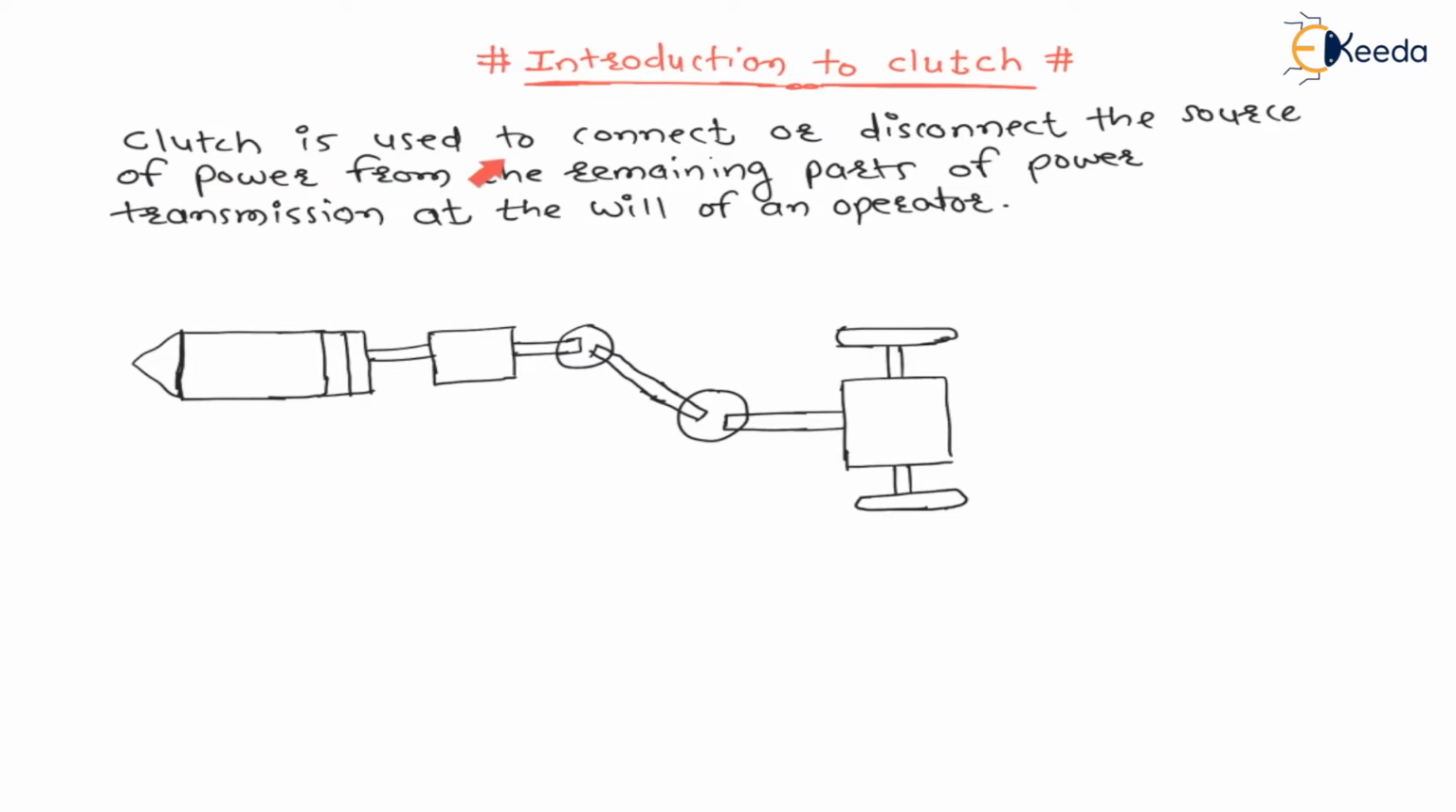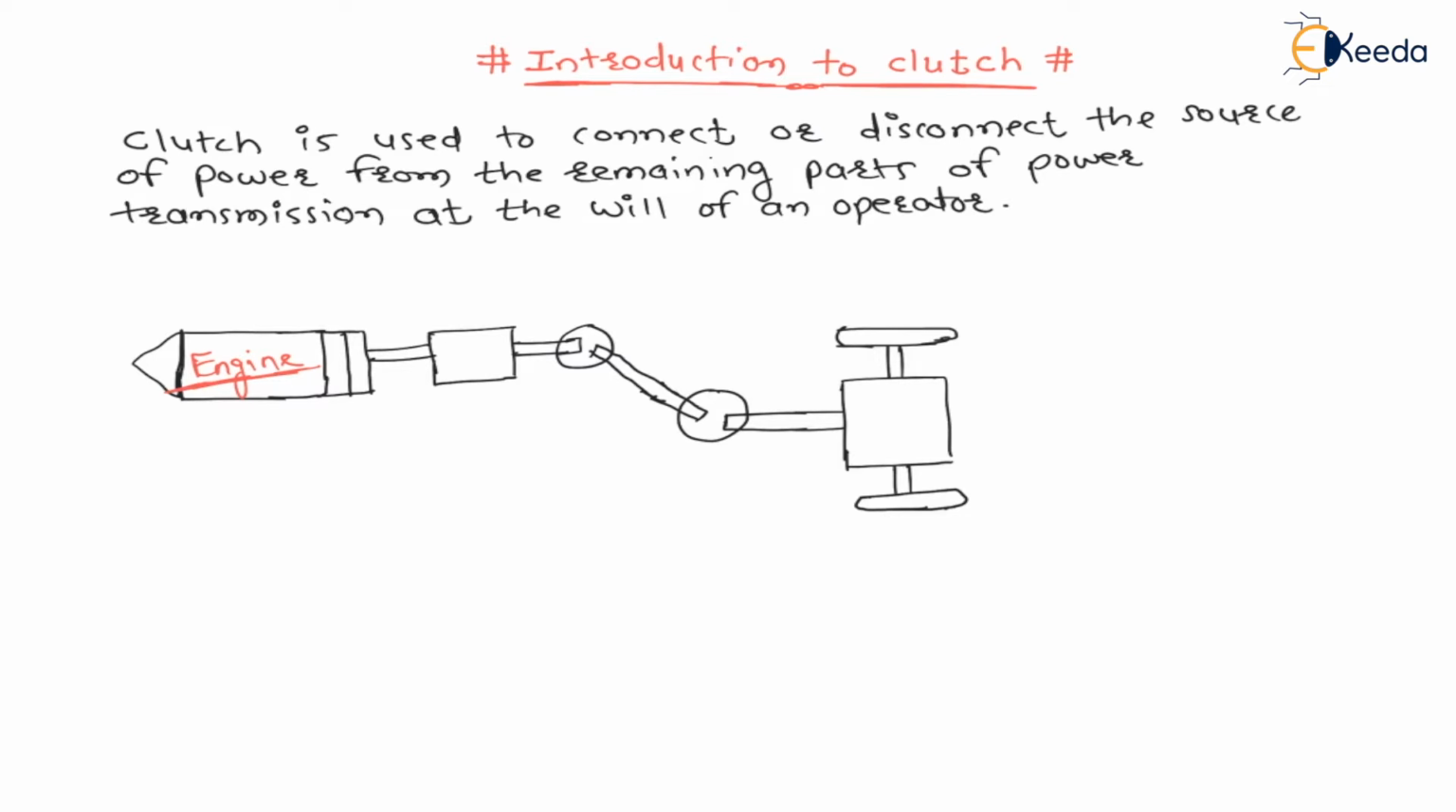Clutch is used to connect or disconnect the source of power from the remaining parts of power transmission at the will of the operator. Here a schematic of the arrangement is given for power transmission. Here it is an engine, which is a power producing device. You are going to see this engine in thermodynamics, in the IC engine topic, where you will see the power produced by this engine.